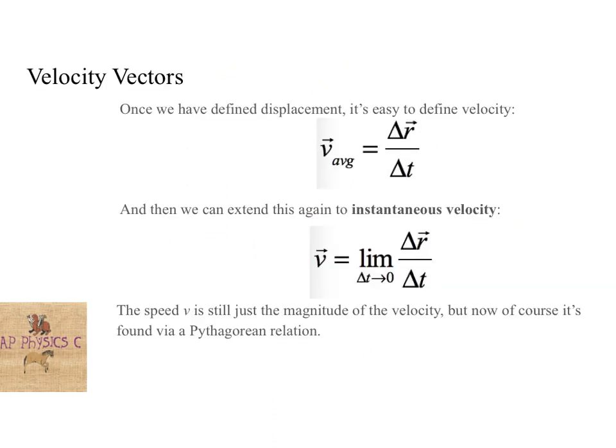Once we've defined displacement, it's pretty easy to define velocity. We define it exactly the same way, that the average velocity is just the change in position over the change in time, displacement over duration, just like before. And then we can extend this to instantaneous velocity by taking the same sort of limit, that we make the time steps very, very small, and we see if there's a limit of this. Of course, we're doing sort of vector stuff here, right?